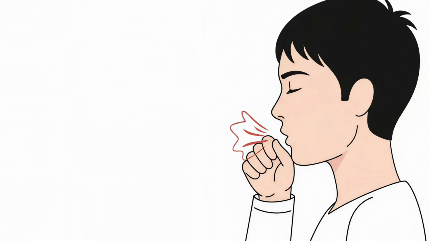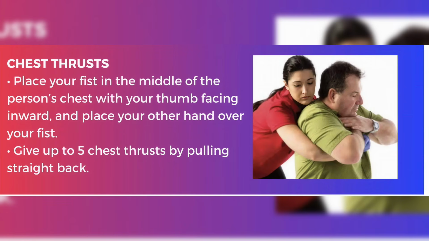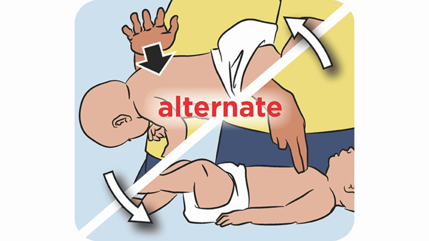For a foreign body airway obstruction or choking, if it's a mild obstruction and the patient can still cough or talk, just encourage them to keep coughing. If it's a severe obstruction and they can't breathe, cough, or talk, for a conscious adult or child, perform abdominal thrusts, the Heimlich maneuver. For a conscious pregnant or obese patient, perform chest thrusts. For a conscious infant, perform 5 back blows followed by 5 chest thrusts.